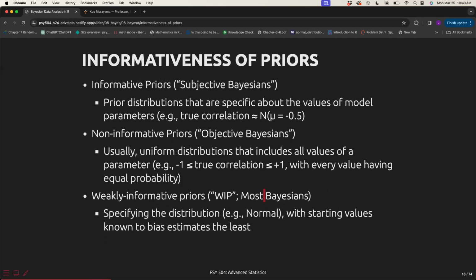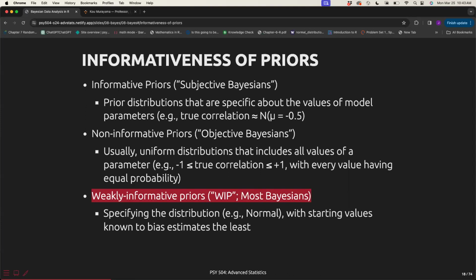So here what we do is fit distributions that are fairly wide. So we might fit a normal distribution with a mean of 0 and a standard deviation of 100, right? Where we're not really sure what the effect is. It could be small, it could be large. And this is where I fall. I try to apply weakly informative priors to my data.